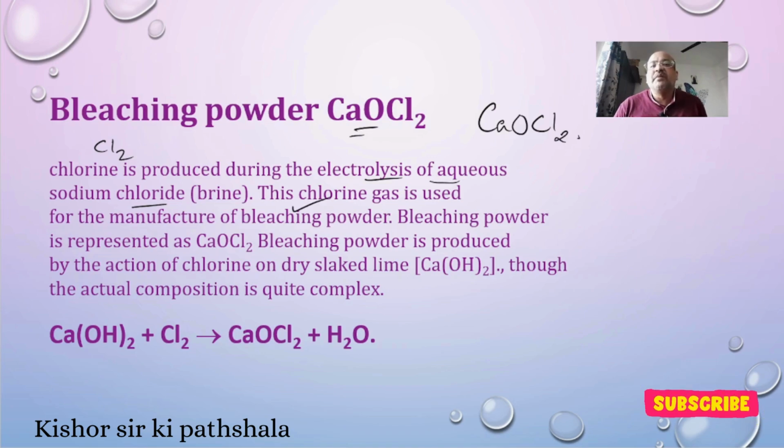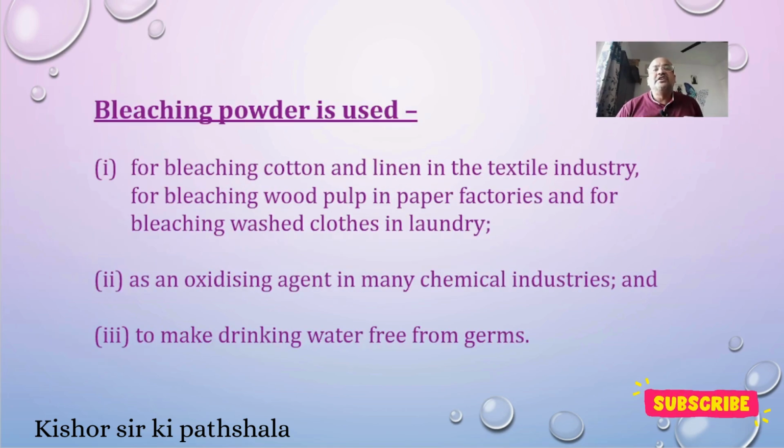Now how is this bleaching powder produced? It is produced when you take calcium hydroxide and pass chlorine gas through it. Then you get bleaching powder, CaOCl2, plus water. Now let's see the uses of bleaching powder.